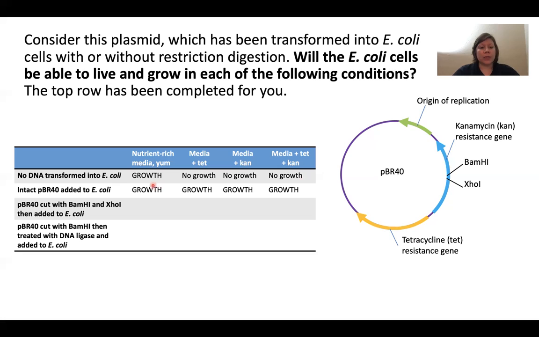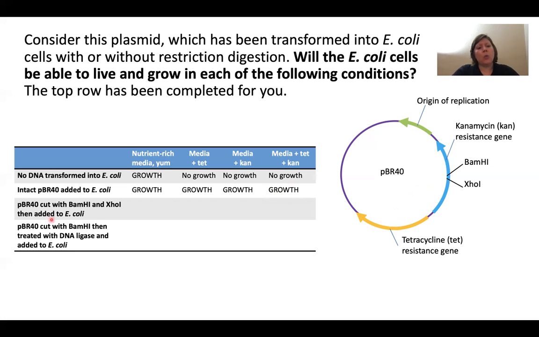Now, when we look at the cells that have been transformed with intact PBR40 plasmid, we can see that they grow as expected in the nutrient-rich media. But when we add tetracycline to the media, now these cells are able to grow because they have a resistance gene that will help the E. coli cells deal with the presence of tetracycline. Similarly, in the presence of kanamycin, our antibiotic resistance gene found in PBR40 will mean the cells can grow. And they can even grow in the presence of both antibiotics together, since we have separate genes to help us deal with these two separate antibiotics.